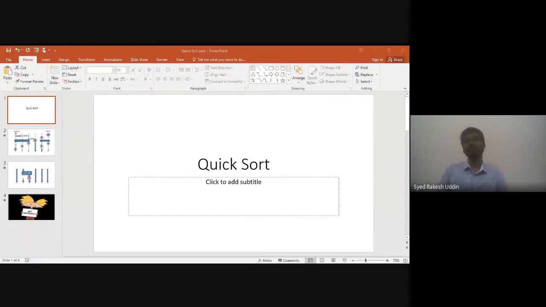Today we are going to learn quicksort. Sorting refers to arranging data in ascending or descending order. You already know, in today's lecture we will talk about quicksort. Like merge sort, quicksort is a divide and conquer algorithm. It is actually a recursive algorithm too.